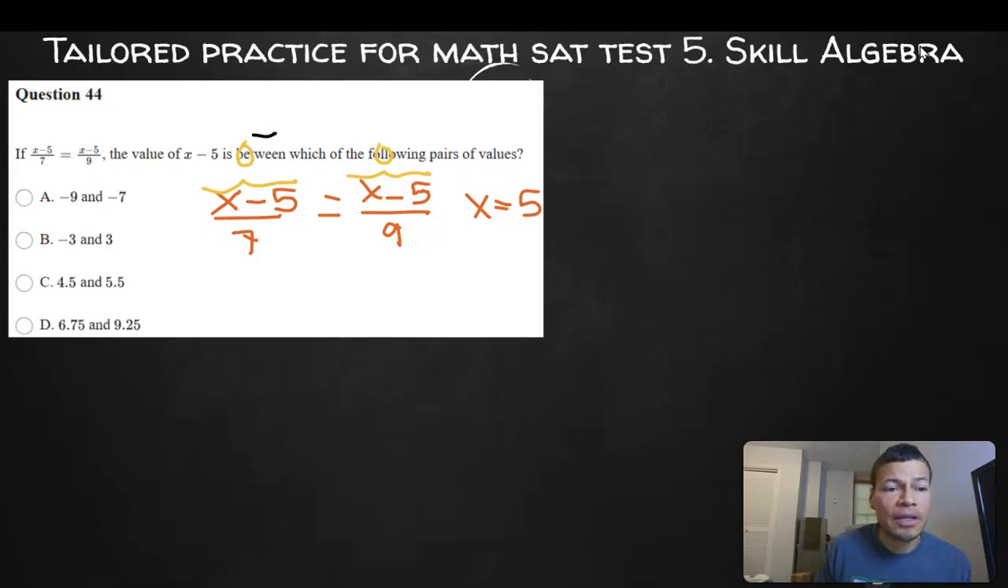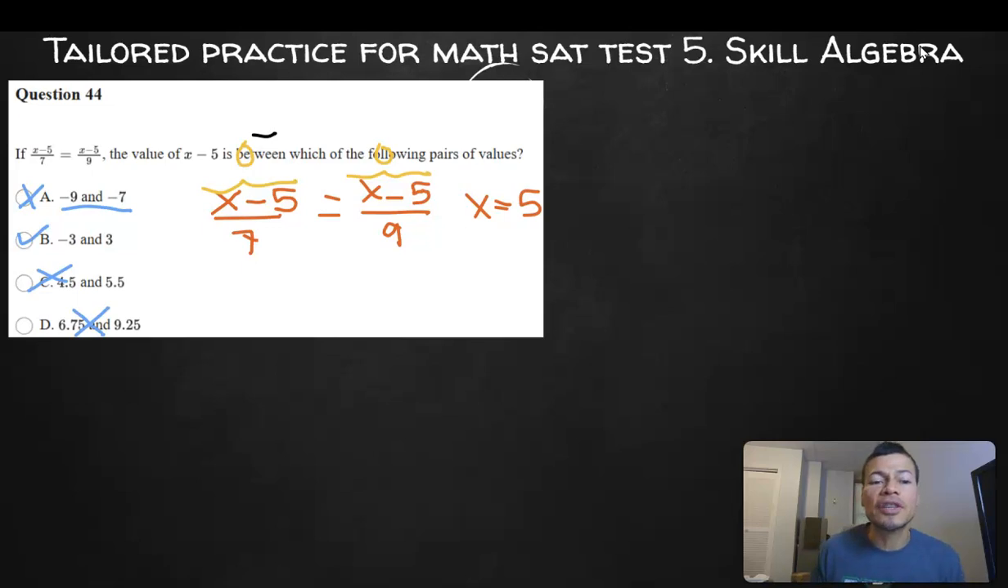Well, let's see. If we take the answer choices, we know that 0 is not between -9 and -7, so this one cannot be. We know that 0 is between a negative number, which is -3, and a positive number, which is 3. So this one can be correct. 4.5 and 5.5, 0 is not between those numbers. This one is impossible. And 6.75 and 9.25 is impossible. 0 is between a negative and a positive number. So the right answer choice is going to be letter B.